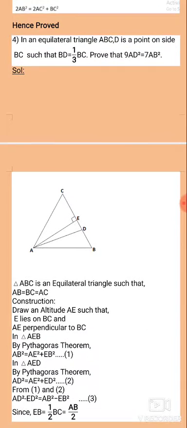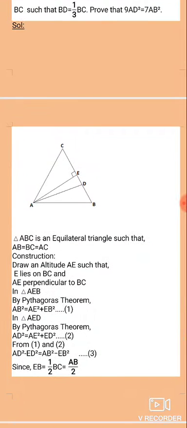Now triangle ABC is an equilateral triangle such that AB equal to BC is equal to AC. For the construction, draw an altitude AE such that E lies on BC and AE is perpendicular to BC. Now listen carefully. Since it is an equilateral triangle, when you draw the perpendicular, it bisects the side also. Okay. Now in triangle AEB, by Pythagoras theorem, AB square is equal to AE square plus EB square. Equation number 1. Now in triangle AED, using Pythagoras theorem, AD square is equal to AE square plus ED square.